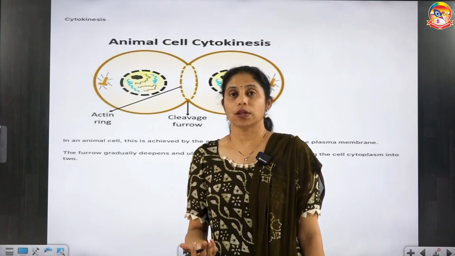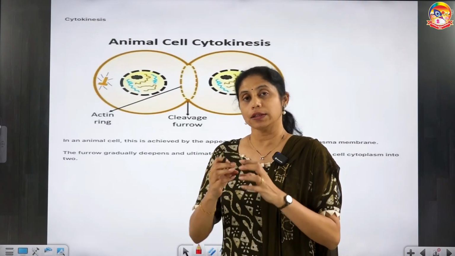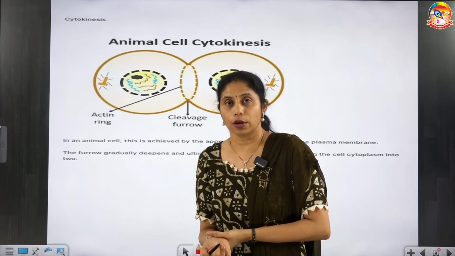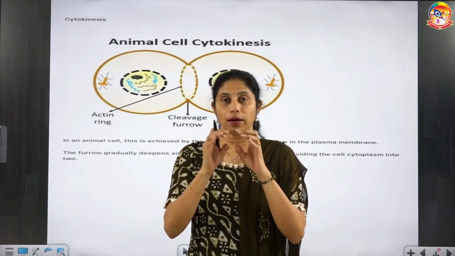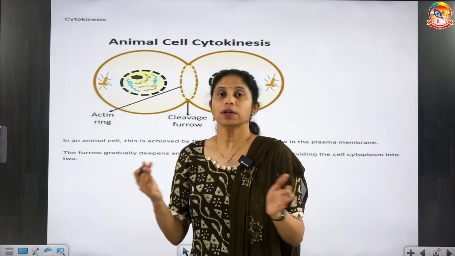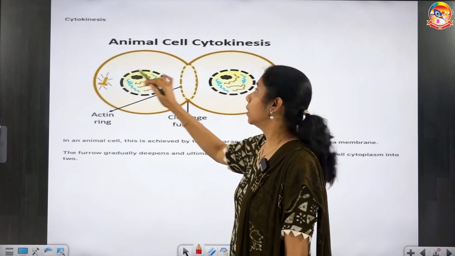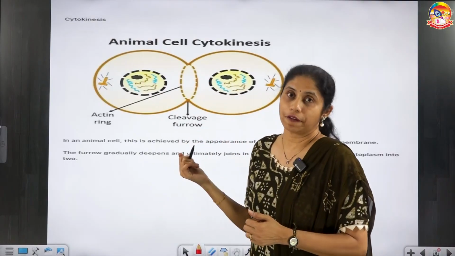The next stage is the cytokinesis, where a cell will be dividing its cytoplasmic contents. Nuclear division happened. Already we got two daughter nuclei by the end of the telophase. Now cytokinesis will divide one parent cell cytoplasm into two daughter cells. Cytokinesis is nothing but division of cytoplasm. In animal cells, it happens in a different method. In plant cells, it occurs in a different method.